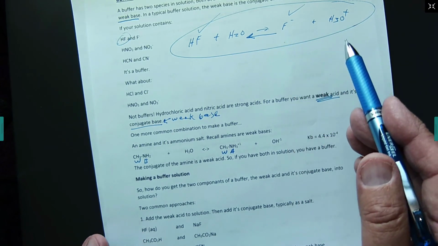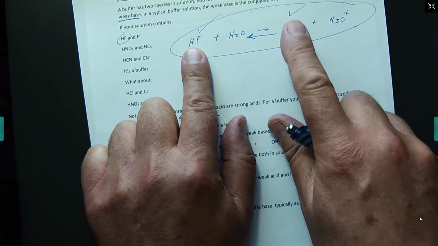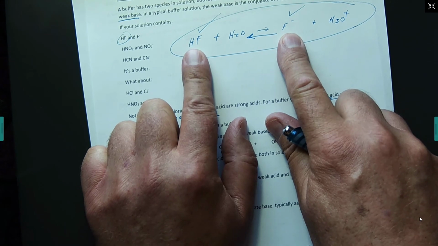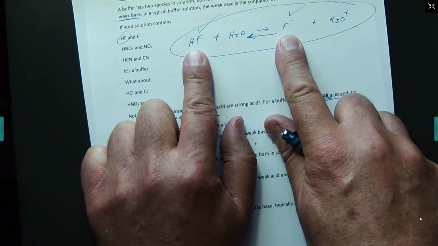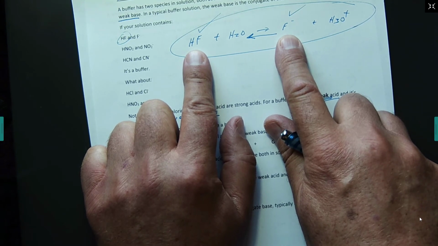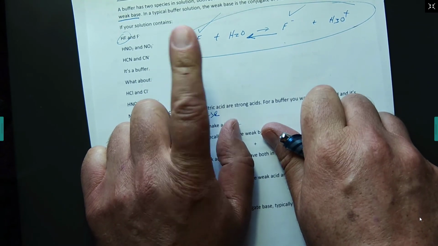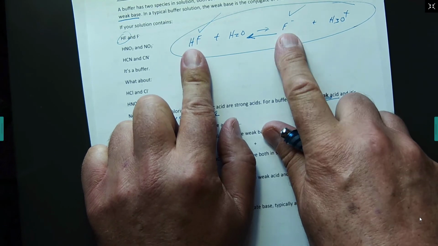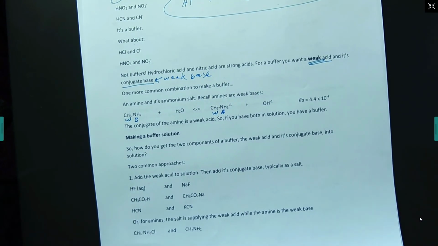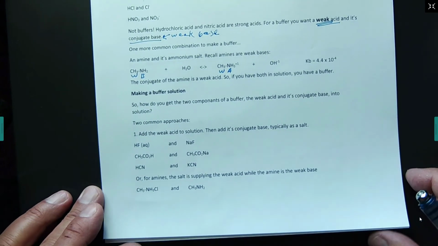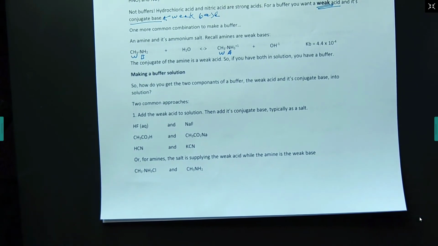For a buffer, you want the amount of your weak acid and your weak base to be roughly the same, or they might be 2-3 times different, 4 times different, but here, you're going to have like 1,000 times more of this than you have of this. So for a buffer, you got to put both things in solution. You got to go out of your way to make sure that both things have a reasonable concentration.